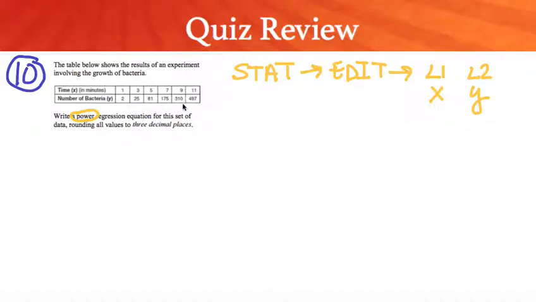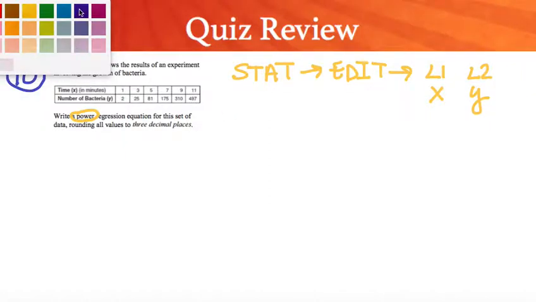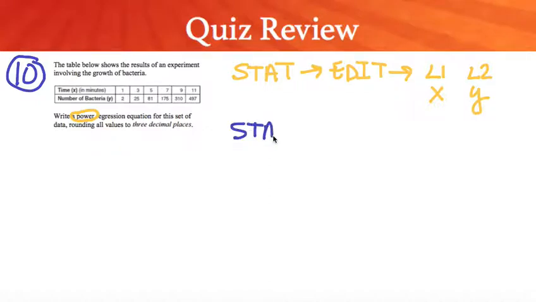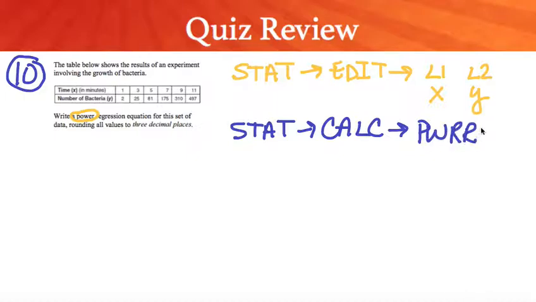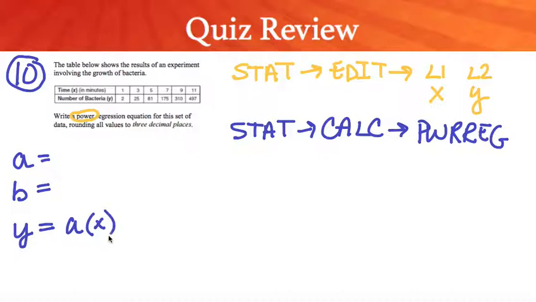Once you do that, you're going to go back to the stat button. Okay. You're going to go to calculate. And this time, since we want a power regression, you're going to pick PWR REG. Now, once you do that, press enter, and you should get an A and a B and a formula that says A X to the B.